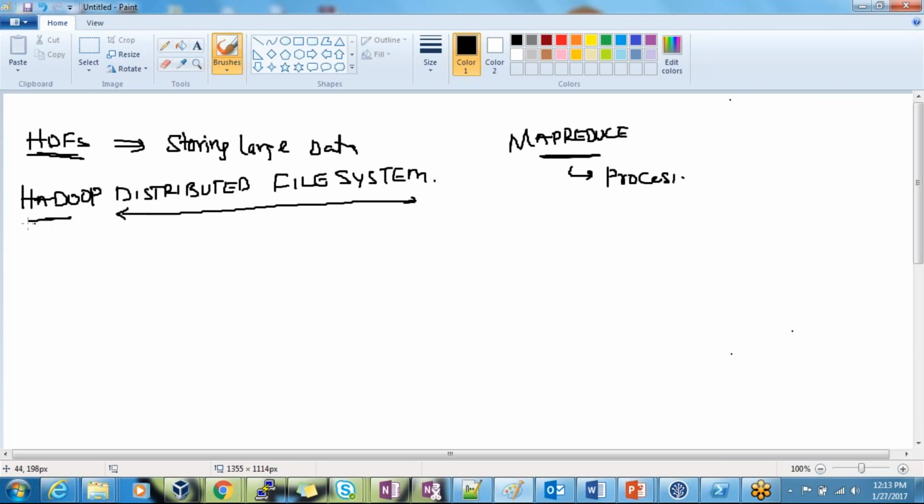It will store a large amount of data. It means it is not a database. It is a file system. So now we need to understand what a file system is. To understand HDFS in a better way, the very first thing is to try to understand what a file system is.